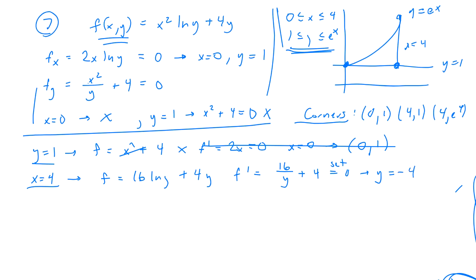And do we care about that? No, because it's not in our region, so we have the point 4 comma -4. We don't care about it because it's not in our region. Being a fairly boring problem so far. And finally, we have the boundary y equals e to the x.